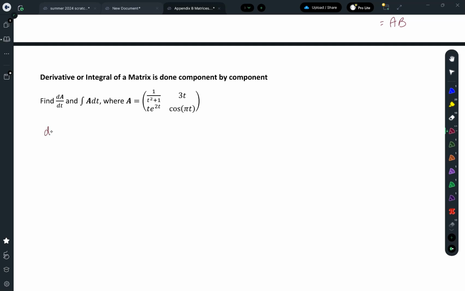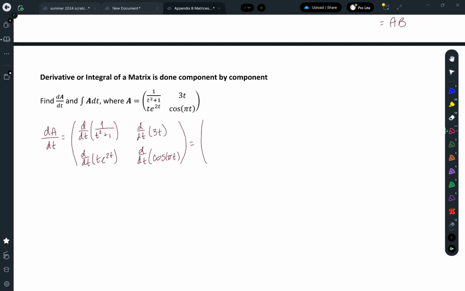So first we'll look at the derivative, dA dt. dA dt says that we're going to go inside of the matrix and we're going to take d dt of each of the components. So d dt of 1 over t squared plus 1 in the first row, first column, then d dt of 3t in the first row, second column, d dt of t e to the 2t in the second row, first column, and d dt of cosine of pi t in the second row, second column. So we go ahead and take those derivatives.